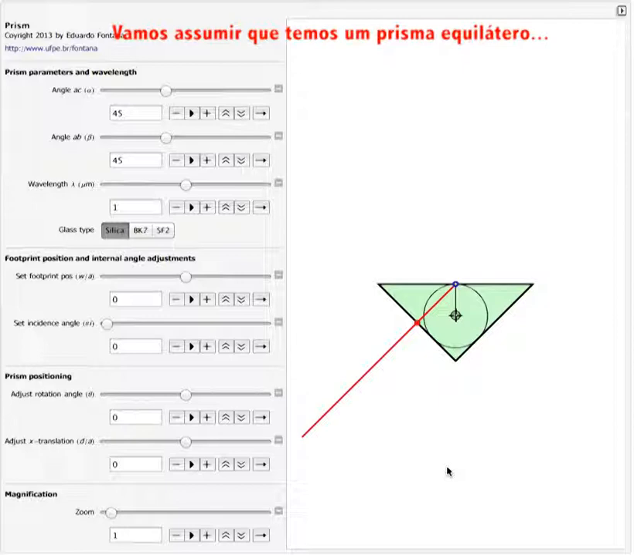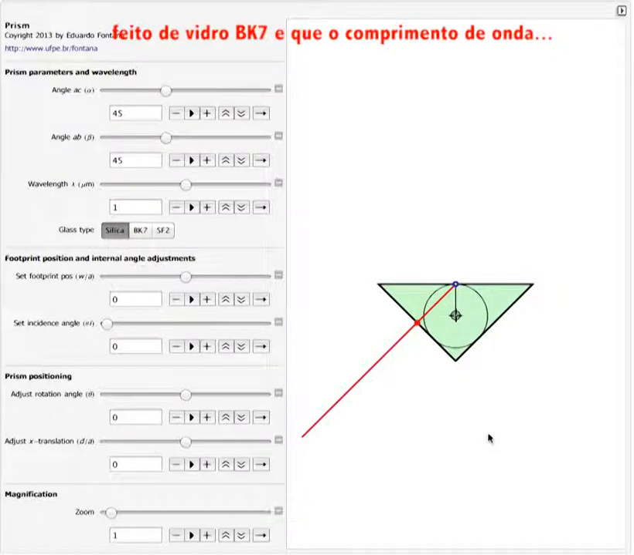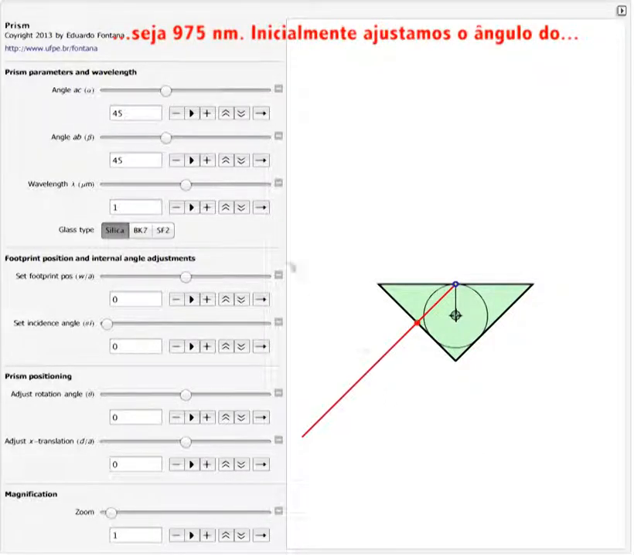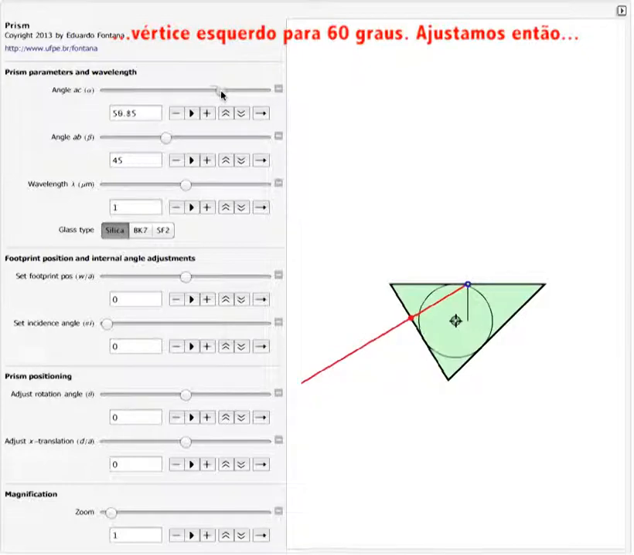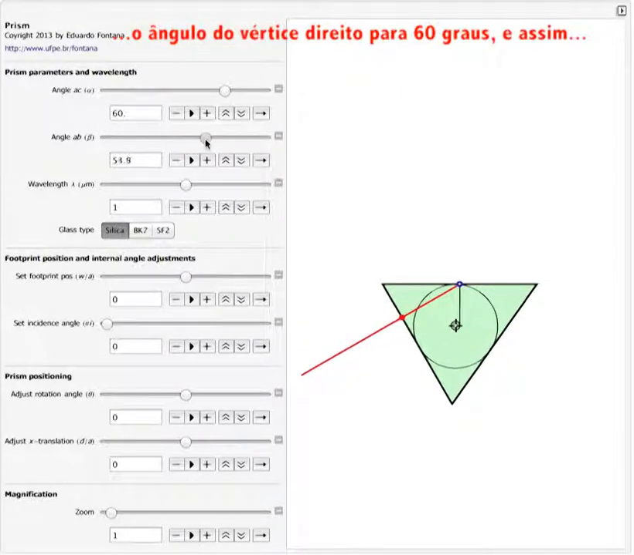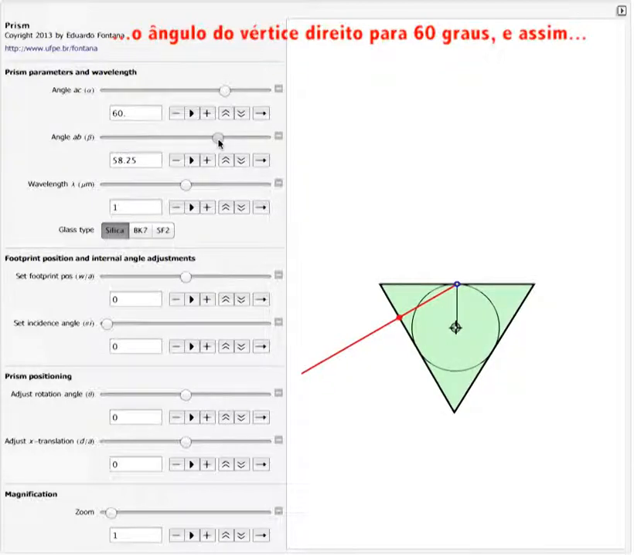Let's assume that we have an equilateral prism made of BK7 glass and that the wavelength is set to 975 nanometers. First, we adjust the angle of the left vertex to 60 degrees. Then we adjust the angle of the right vertex to 60 degrees to obtain an equilateral prism.